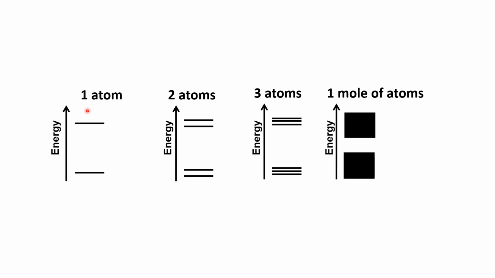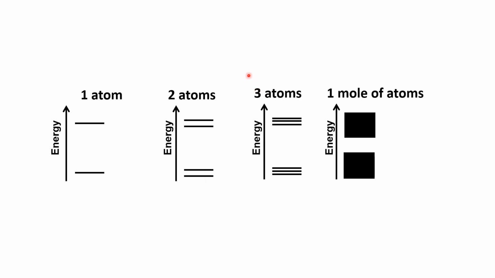Now suppose we begin with one atom and we consider two orbitals of this atom. And then we bring another atom and let this atom interact with the first atom. So since we have two atoms here and each atom has two orbitals, we're going to have four orbitals in total. And since the two atoms are interacting, the energies are modified.